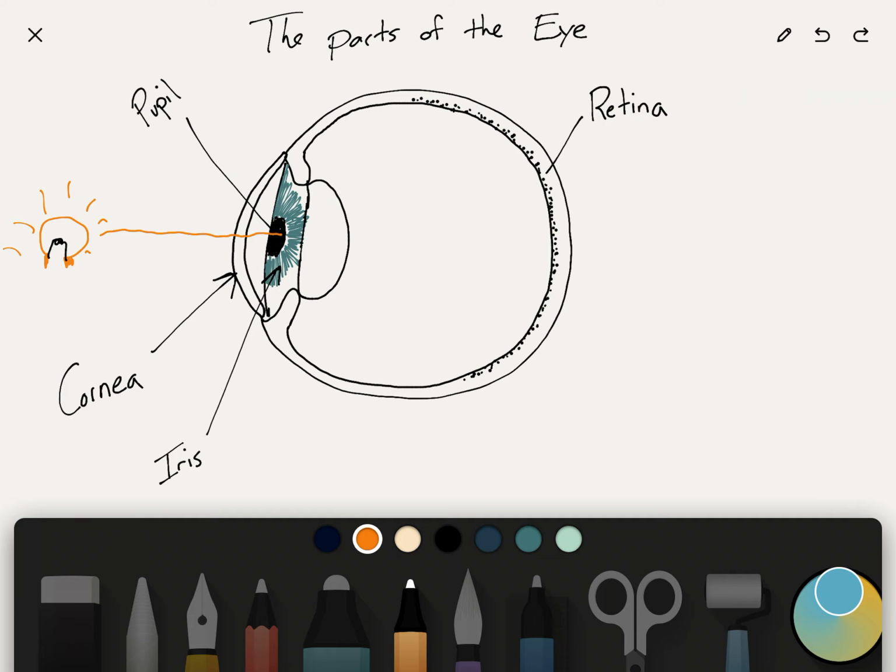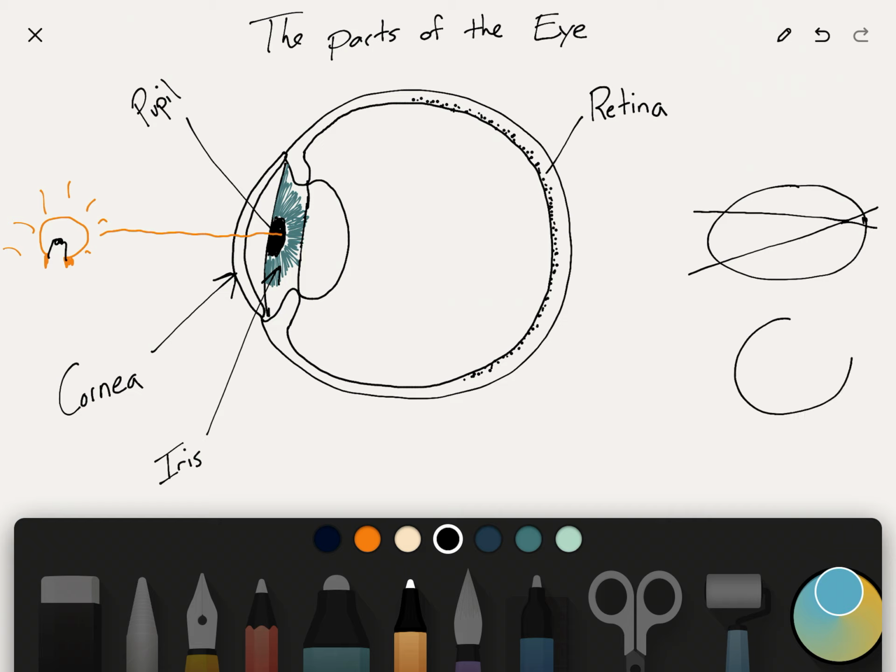If your eye is, let's say, a little bit longer shaped, the light might focus in front of the retina, and so you would have a blurry shape. If your eye is a little bit more squished, the light might focus behind the retina, and you're going to have vision issues that way as well.